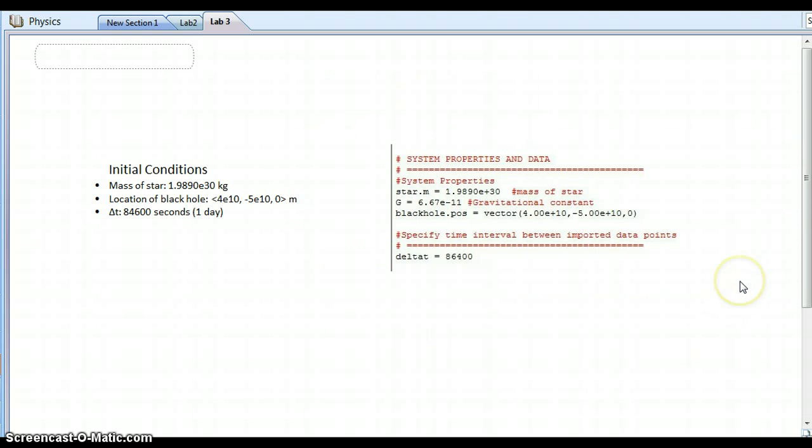To create my model, I used the initial conditions that were given to me. Here I have the mass of the star, which is 1.989 times 10 to the 30th kilograms, the location of the black hole, which is 4 times 10 to the 10th, negative 5 times 10 to the 10th, and 0 meters, and the change in time, which is 1 day or 84,600 seconds. These, as well as a CSV file holding the position data of the star, were provided.